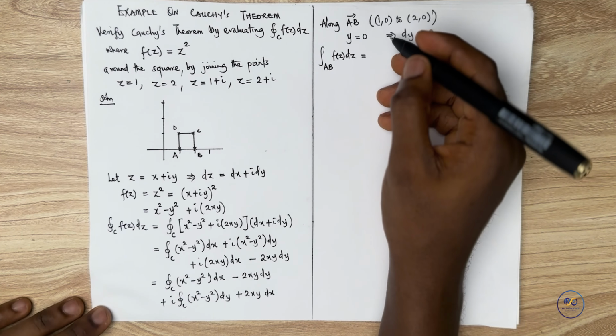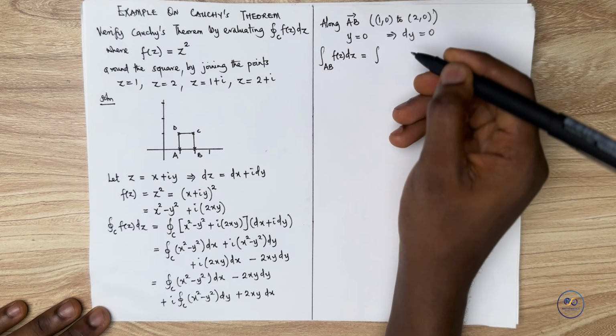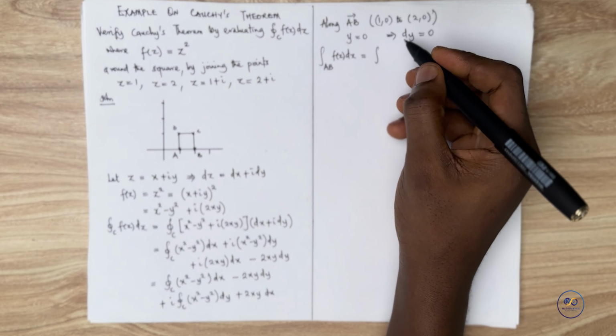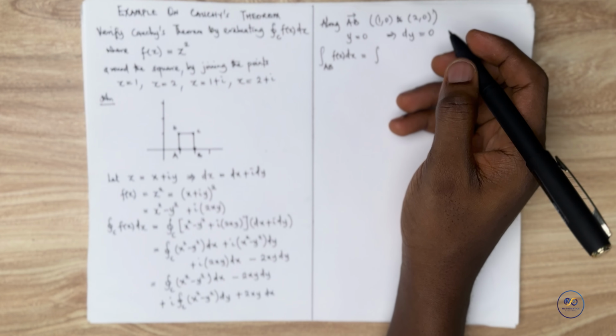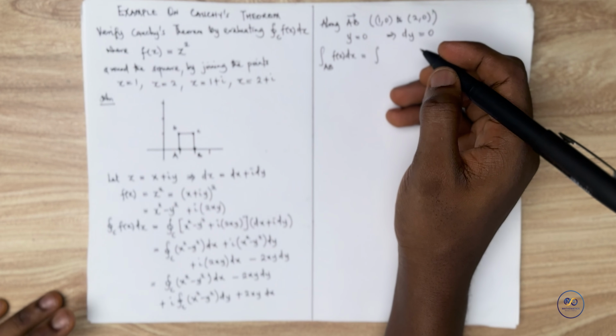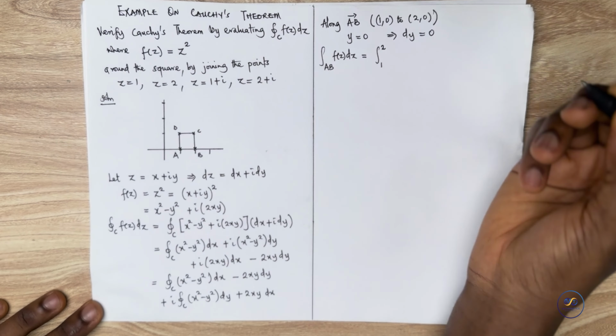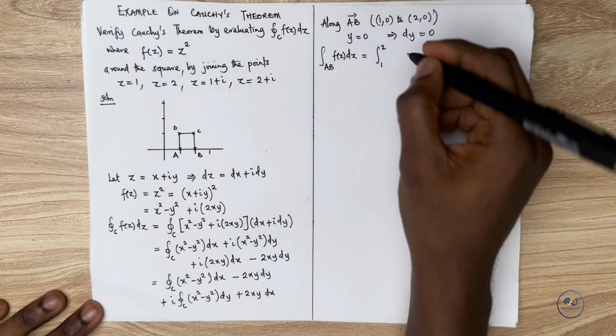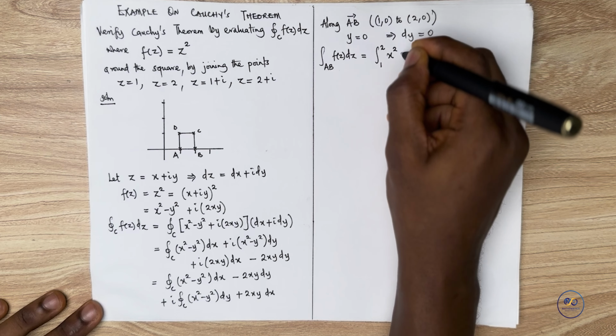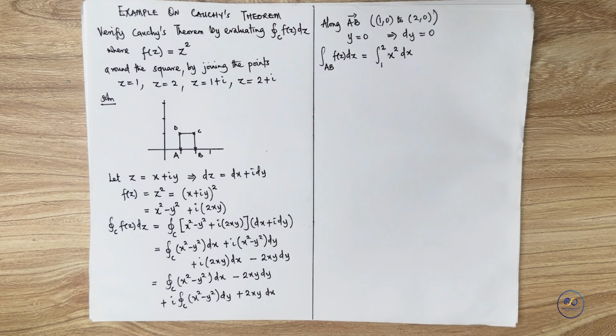So what is going to be left is going to be the integral. Now, since the equation of the line is y equal to 0, which means the x value is what is consistently changing, it's changing from 1 to 2, so the lower bound is 1, the upper bound is 2. And then the function remains x squared dx. So you notice that is what is left.